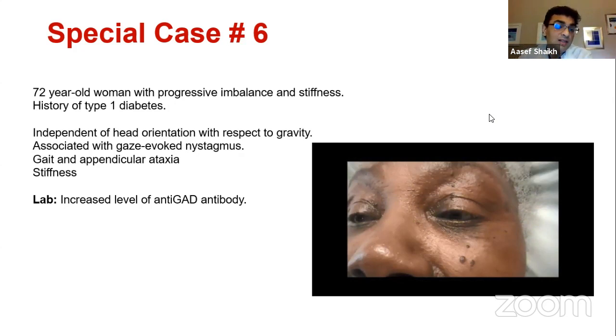So in this lady, we checked again, we found increased GAD levels. So anti-GAD antibody can also cause upbeat nystagmus.